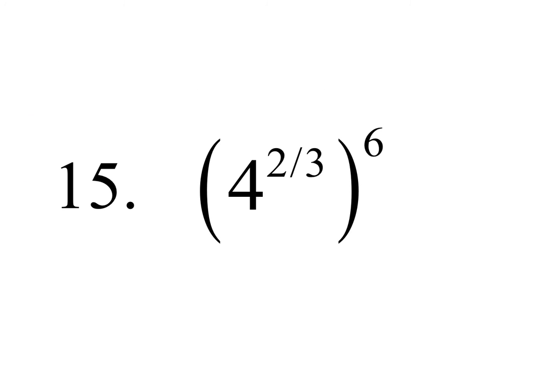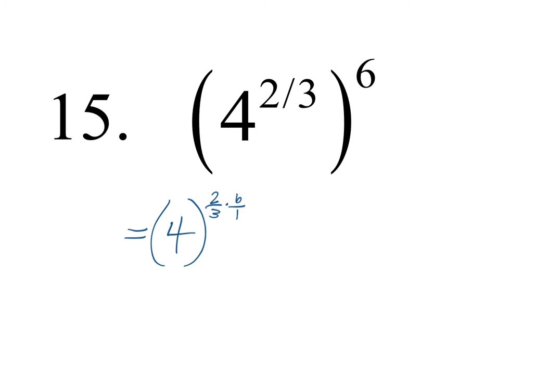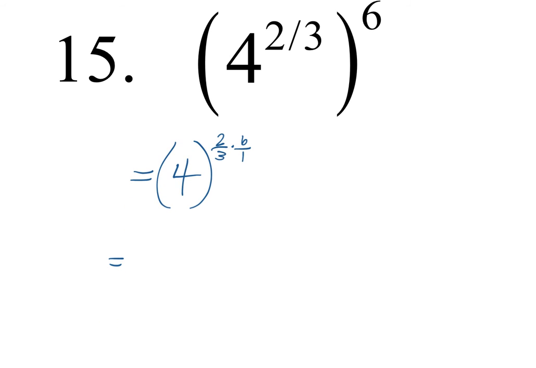This is where we have a power to a power. We have the 2/3 power to the 6th power, so power to a power, multiply. So this equals 4 to the power of, I'm just going to say 2/3 times 6. And since that 2/3 is a fraction, I'll just think of the 6 as a fraction, and we can multiply across. So 2 times 6 is 12. And 12 divided by 3 is 4. And 4 to the 4th power is 256.